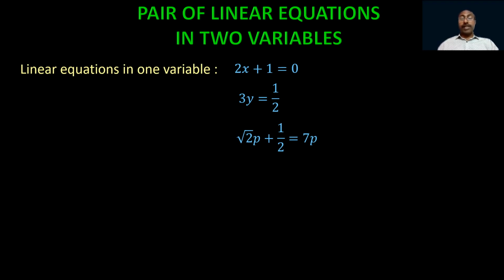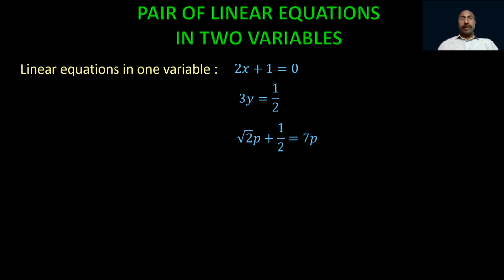What is the degree of an equation? The highest power of the variable in the given equation is called the degree of the equation. In the first equation, the highest power of the variable x is 1. In the second equation also, the highest power of the variable, that is the power of y, is 1. And in the third equation also, the power of p is 1. So we can say that all these equations are linear equations in one variable.